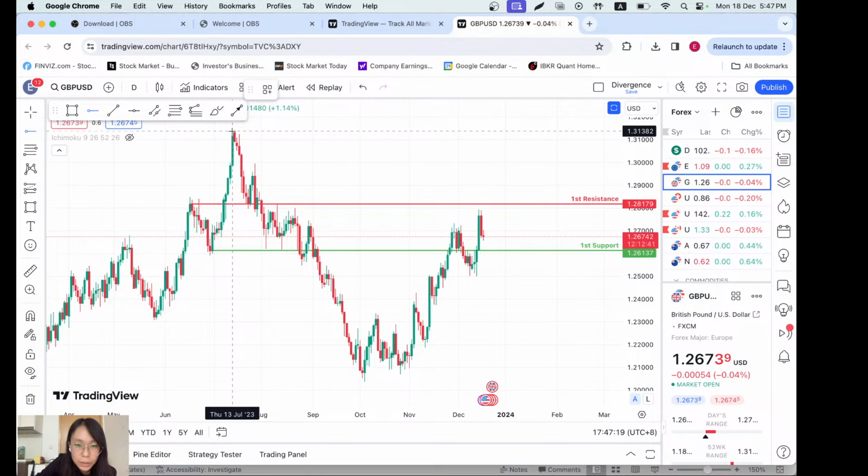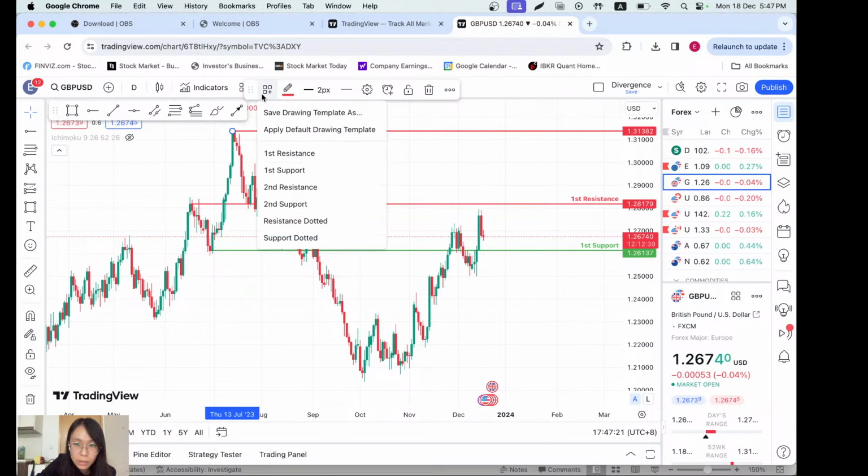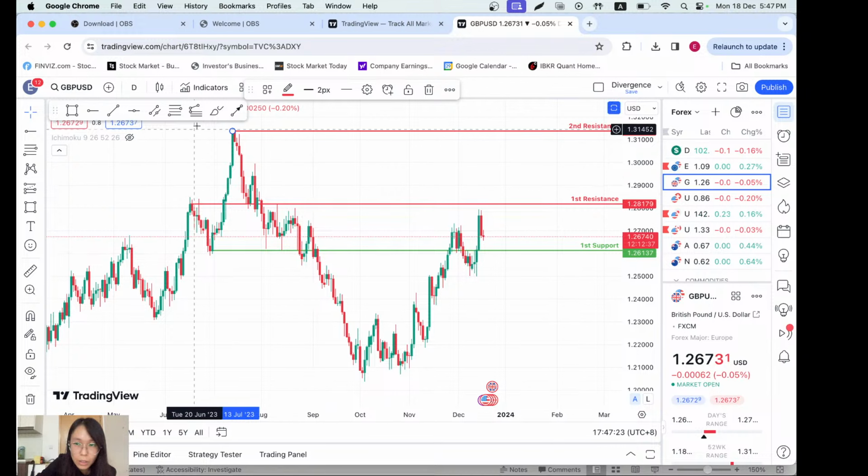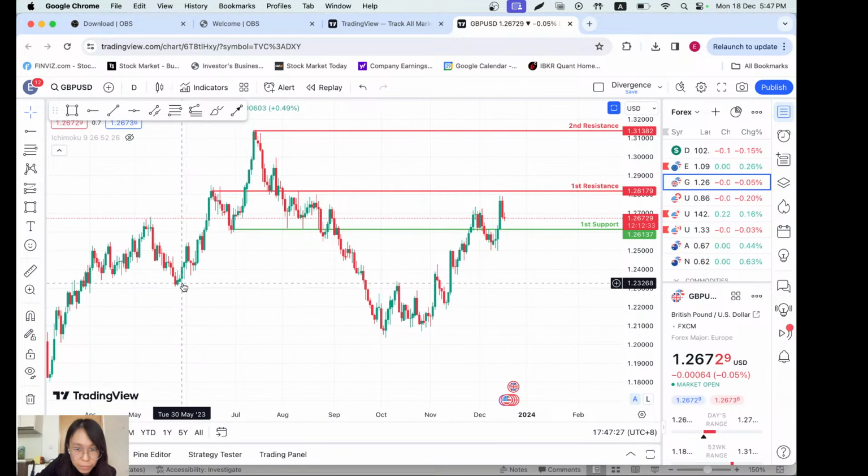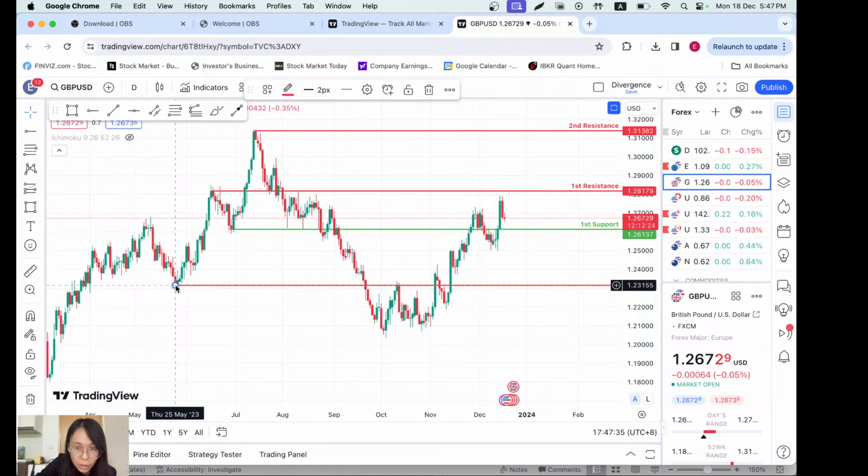For lack of a better resistance, I'm going to use the swing high as my second resistance. And my next support, because I'm on the daily time frame, should be further away. This will be my second support, also an overlap.